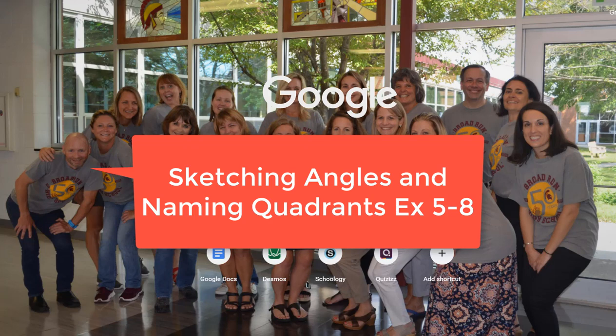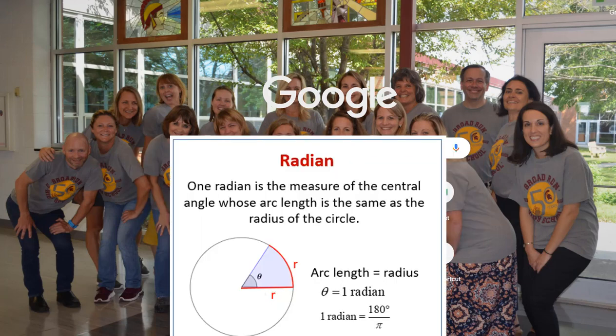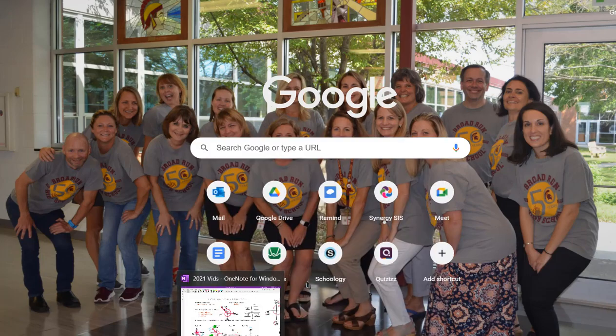In this video we're going to continue to draw or sketch angles and identify what quadrant they are in. However, we're going to be using a very different unit called the radian. So we're going to be working with radians and sketching angles.